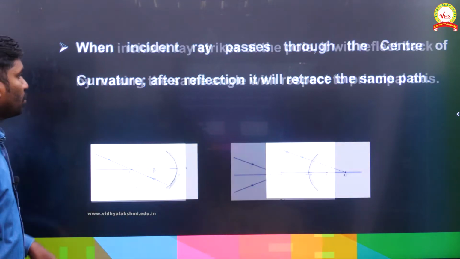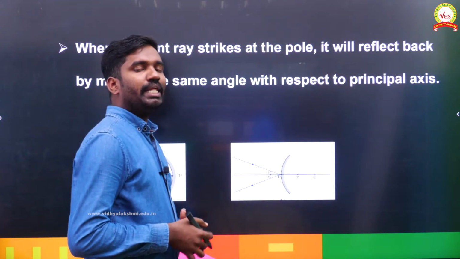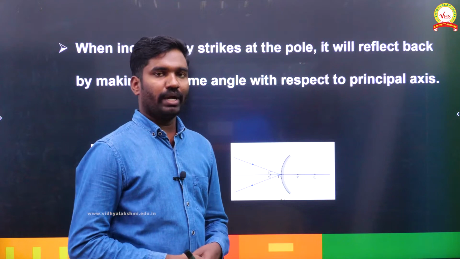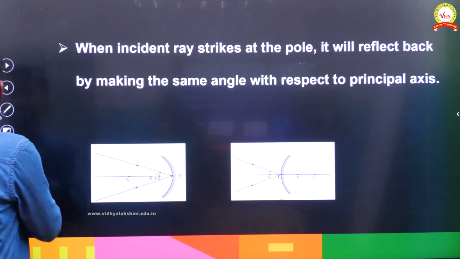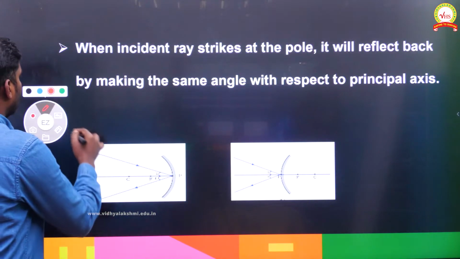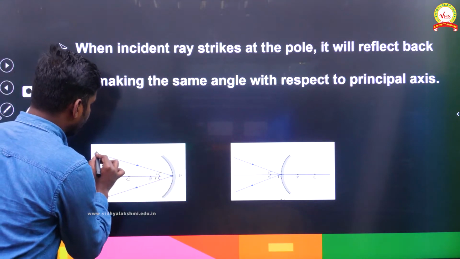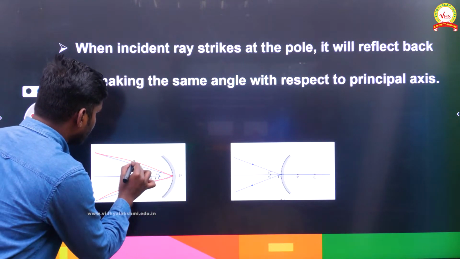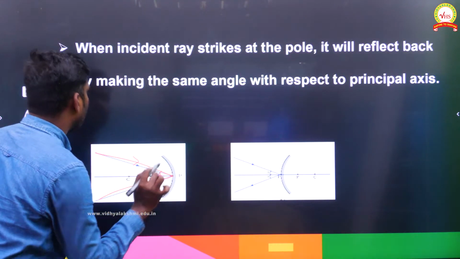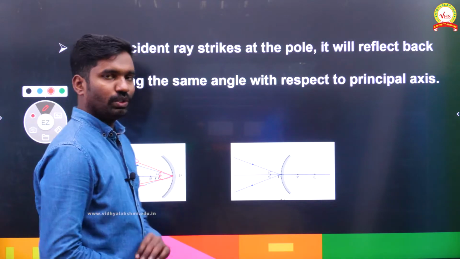And then the last rule. Whenever the incident ray strikes at the pole, right, it will reflect back by making the same angle with respect to the principal axis. So if the incident ray strikes at the pole, it will reflect back by making the same angle with respect to the principal axis. So this is our 4th rule.